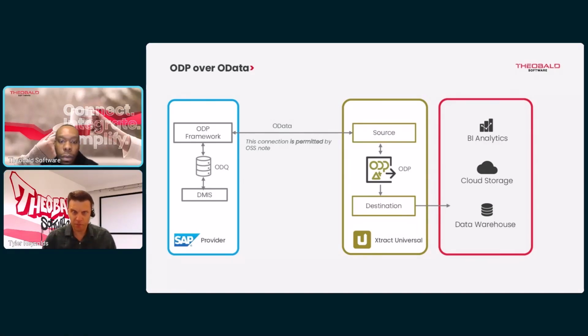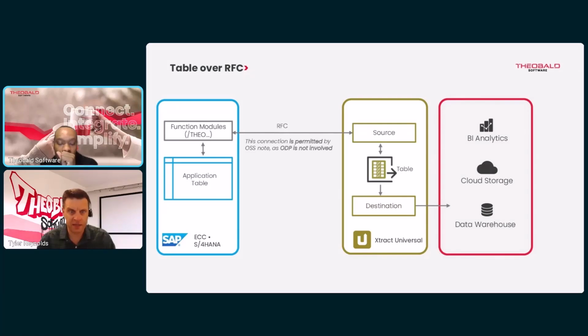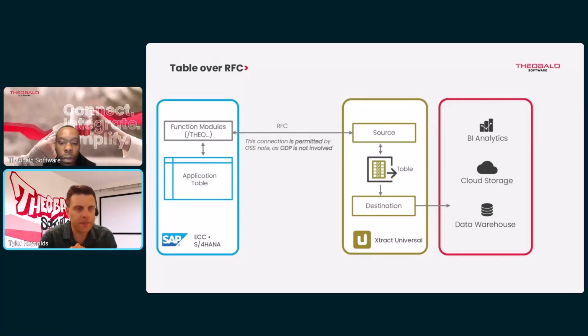And so the next part is getting to data in a different way. So Brian, this example is built on our table component in Xtract Universal. Can you maybe explain what's happening here as compared to what was happening with the ODP component?